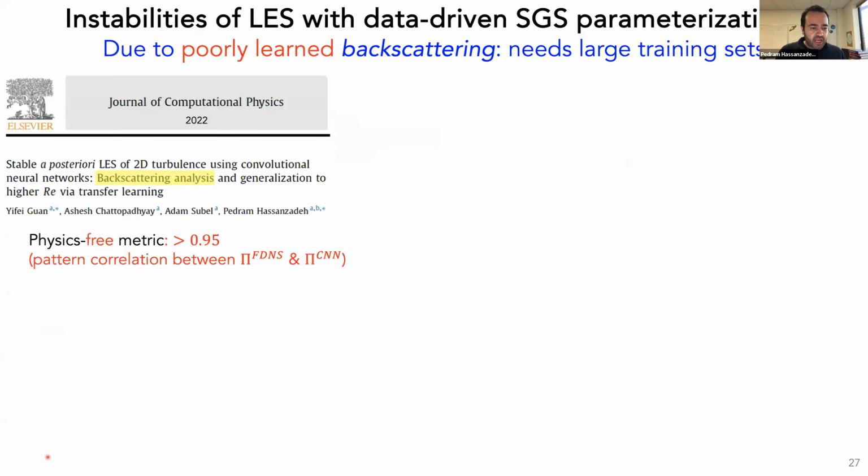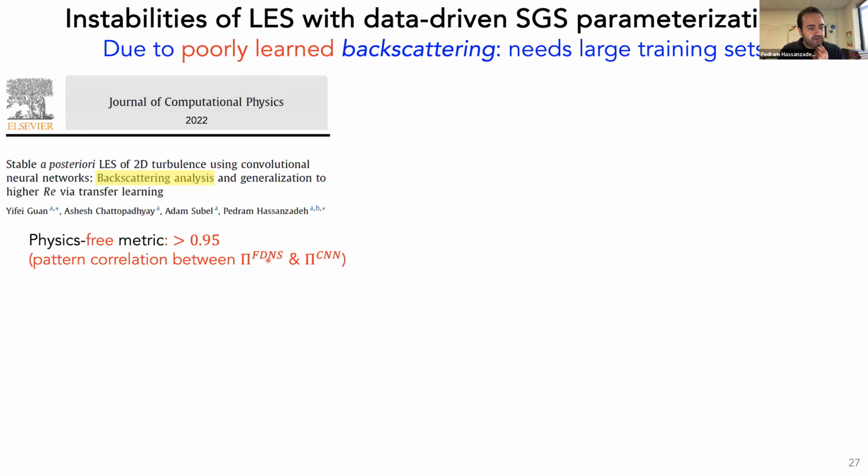In our work, like many other groups, we found that we can train these neural networks on DNS data and develop parameterizations that look pretty accurate with the common physics-framed metric, the pattern correlation between the pi terms. But when we couple these neural networks to the LES solvers, they all blow up. There have been a lot of questions about why this happens. Maybe the pi term isn't accurate. Maybe we need stochasticity. Maybe we need memory, or maybe there is something fundamentally wrong about this offline learning approach.